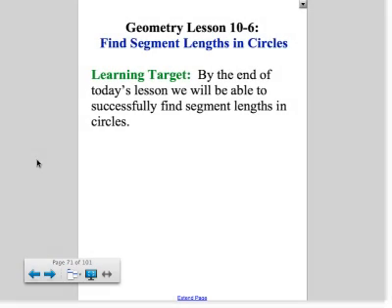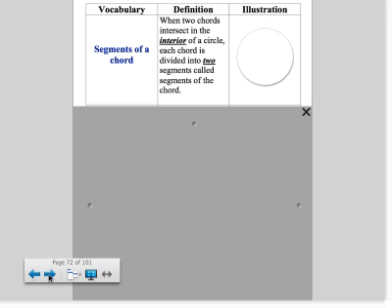Section 10.6, we're going to turn our attention to finding segment lengths in circles. So we've been working with angles and arc measures, and now we're going to turn our attention to actually finding lengths of segments. So the first deal here is we have to understand segments of a chord.